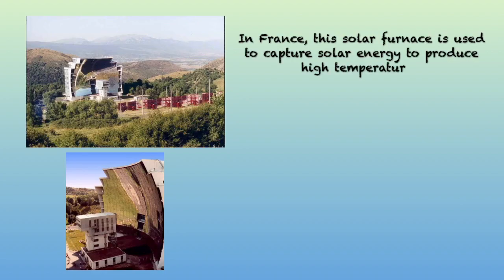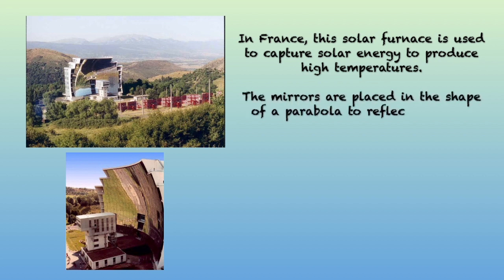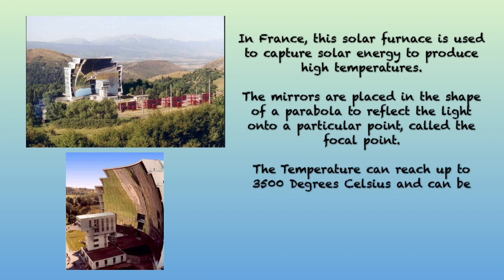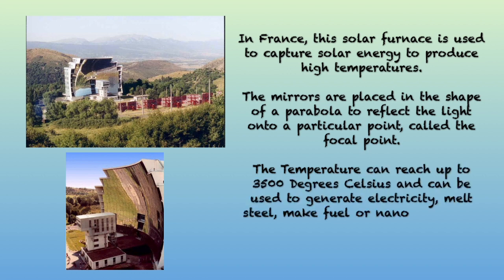You can see here, in France, this solar furnace is used to capture solar energy to produce high temperatures. The mirrors are placed in the shape of a parabola to reflect the light onto a particular point, which is called the focal point, which you'll learn more about if you do more maths in your later years of school. The temperature can reach up to 3,500 degrees Celsius and can be used to generate electricity, melt steel, or make fuel or nanomaterials. It's actually quite interesting if you get into a career where you're using the maths to actually do something in real life.